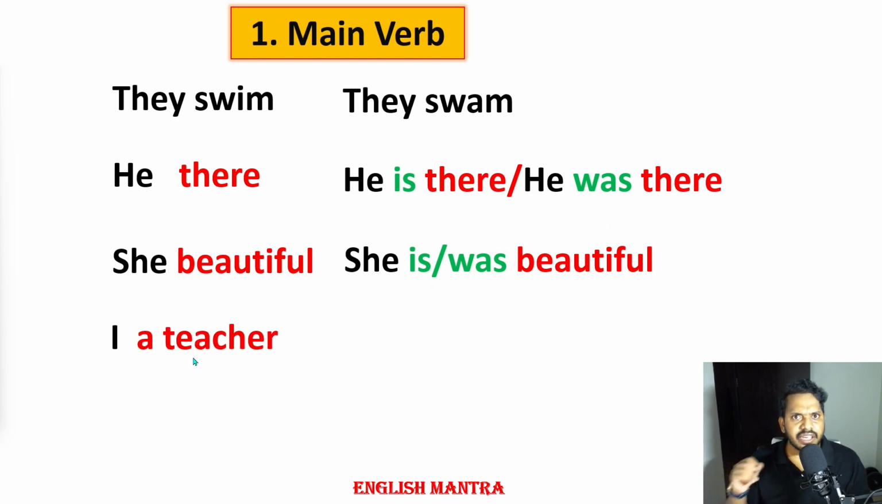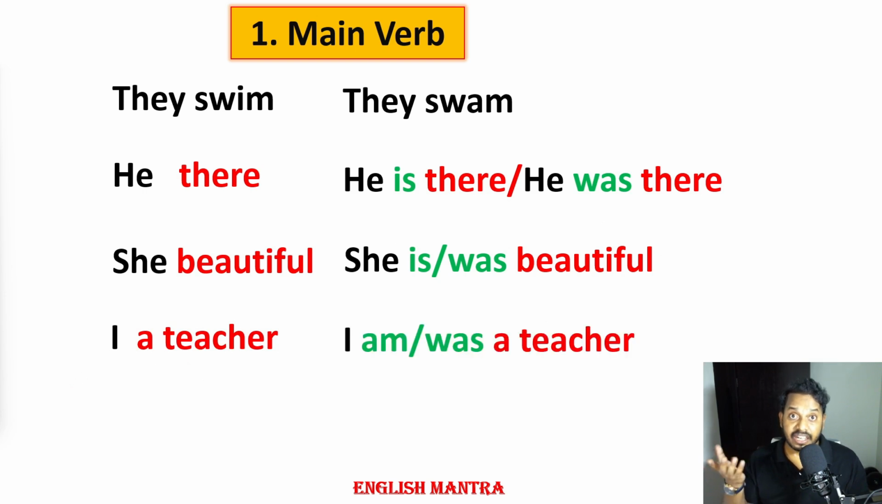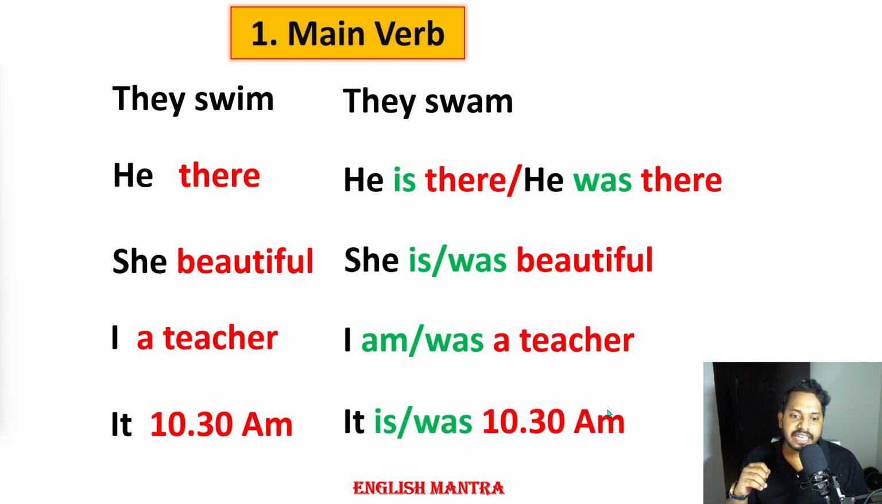I a teacher. Can you identify the tense? No. Right. So if you are a teacher right now, say I'm a teacher. If you were a teacher in the past and you are no longer a teacher, then say I was a teacher. Okay. It 10:30 a.m. Can you identify the tense? No, right? So for present use, it is 10:30 a.m. For past use, it was 10:30 a.m. For future, say it will be 10:30 a.m. And in all these sentences, see, there is no verb.